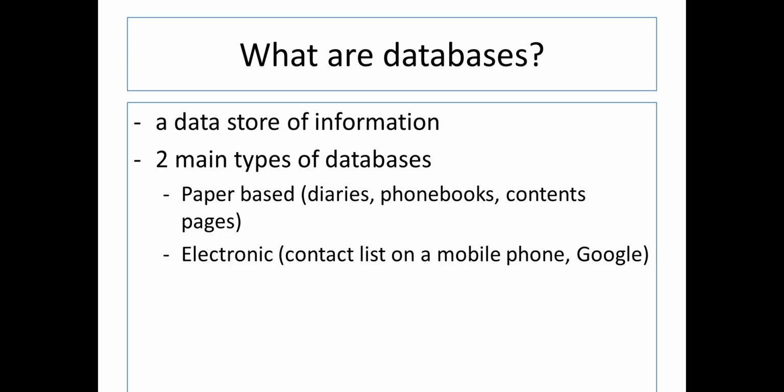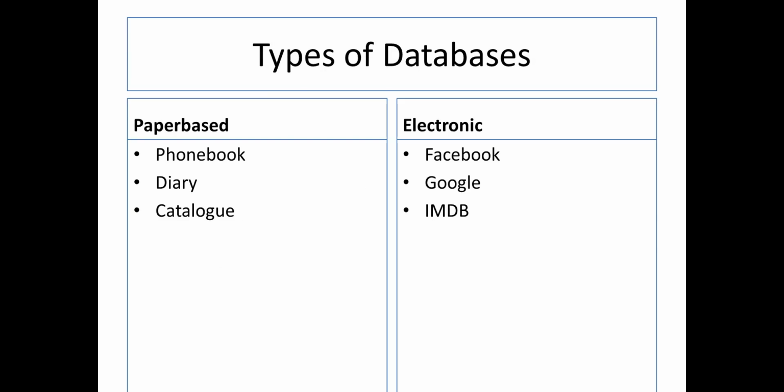If you're thinking about different types of databases which exist in the world, there are two main types: paper-based and electronic. Paper-based databases are literally, as it suggests, stored on pieces of paper. So, for example, diaries, phone books, contents pages of books. Electronic databases, as the name suggests, use some form of electricity to power them, and they are a lot quicker and a lot faster, but that's for a later video. Electronic databases could include a contact list on a mobile phone, Google, loads of different examples.